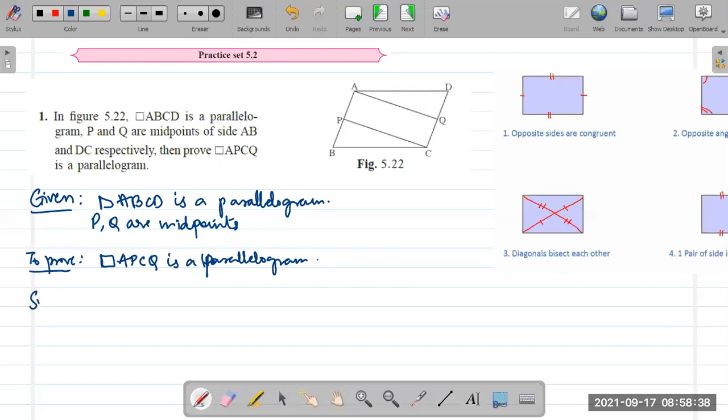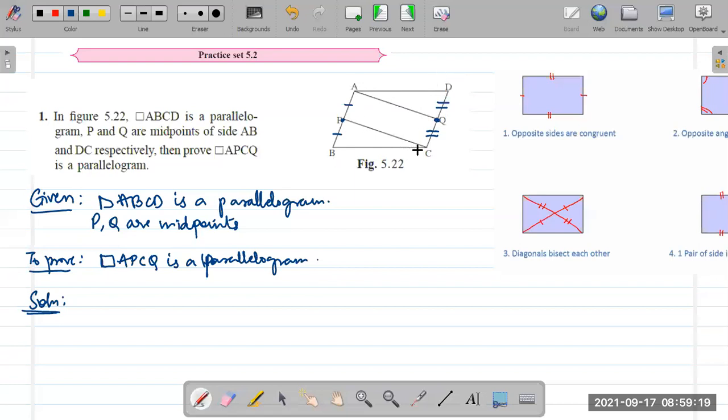Now let's look at the solution. Before we proceed to the solution, I will just highlight whatever is given. Notice we are given that P and Q are midpoints. If P is the midpoint of AB, I can mark that these 2 sides are equal. Likewise, point Q is the midpoint, therefore these 2 sides are equal. Since it's a midpoint, DQ will be equal to QC. So we can see that we are given the relationship of only one pair.